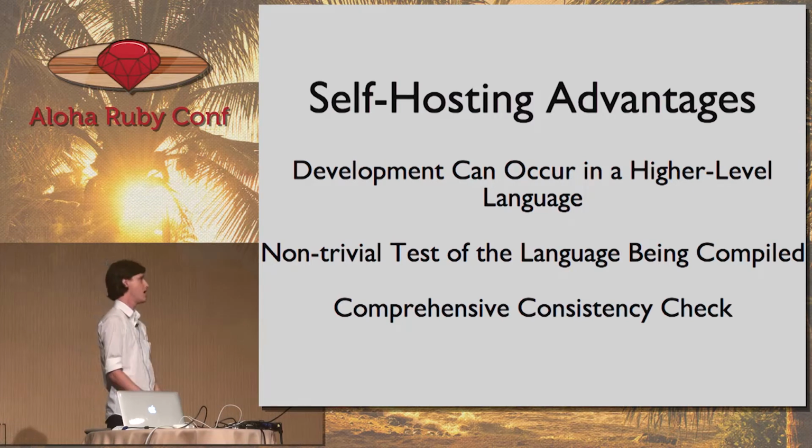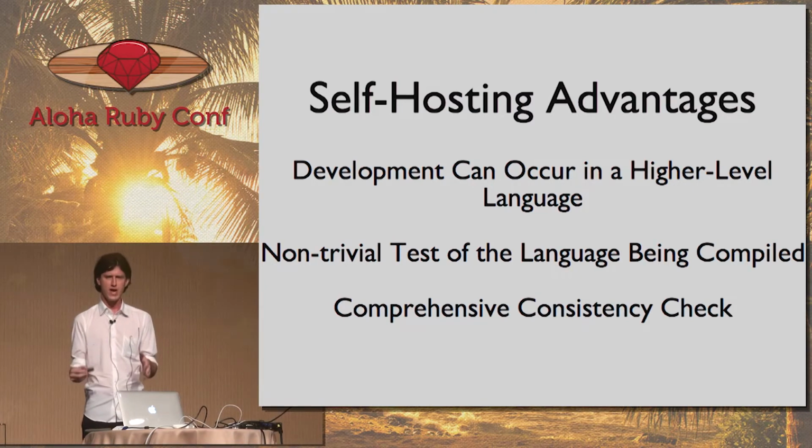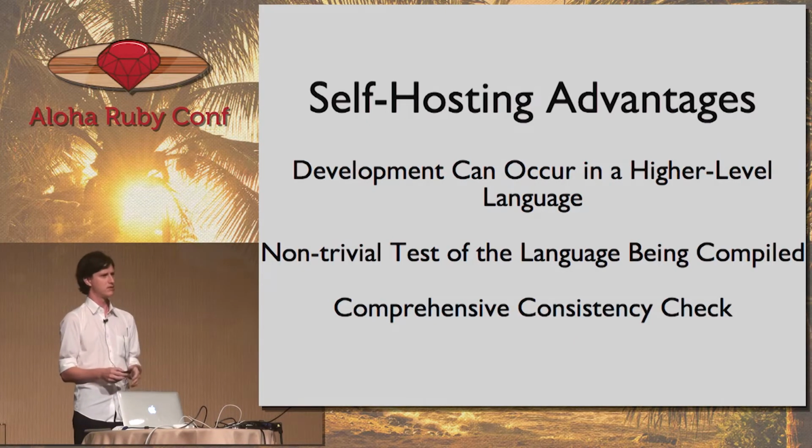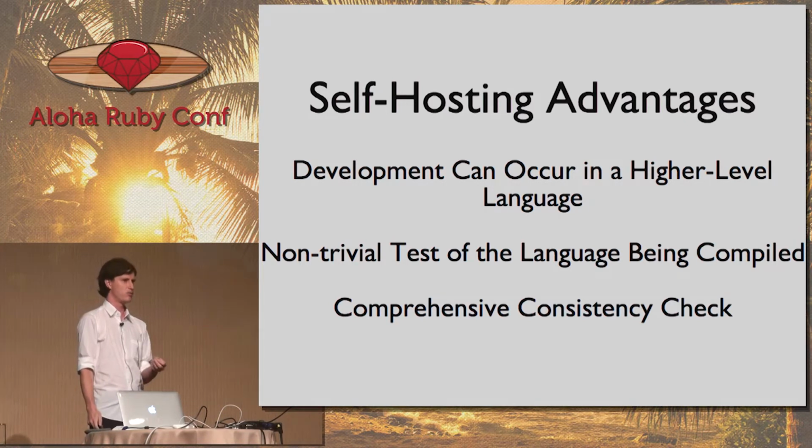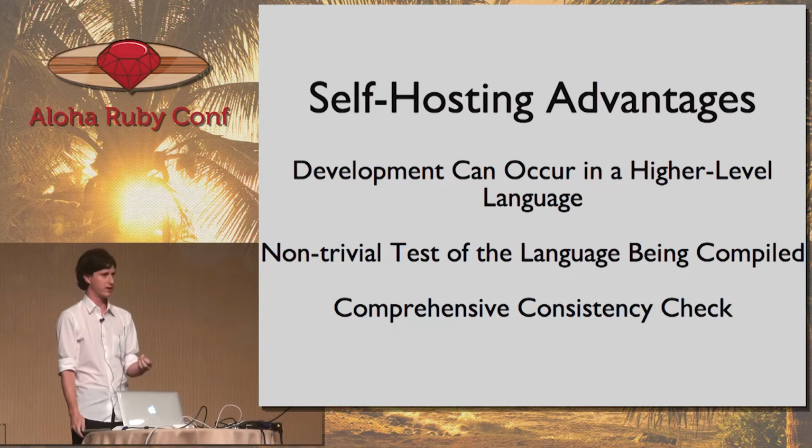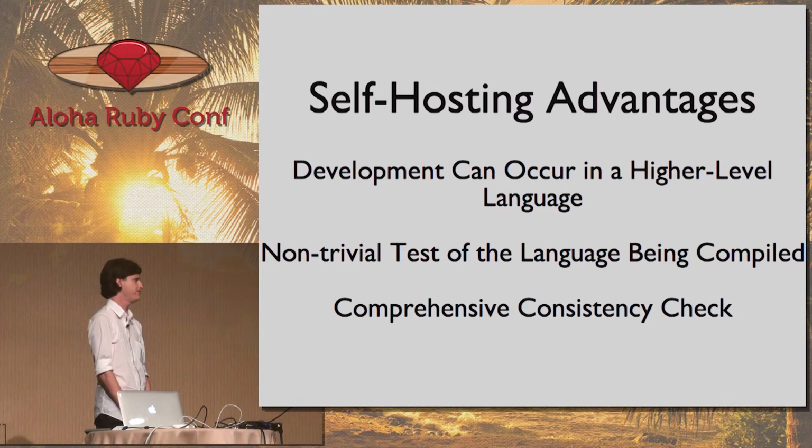Another one is that it's a non-trivial test of the language being compiled. So you say, we have this language, whether it's C or Ruby, and we can say pretty confidently that a language isn't very good if you can't write other translators or other computer-based translators in it. So saying that we can actually express a Ruby VM in Ruby is a good sign that Ruby is a sufficiently expressive language. And finally, it's a comprehensive consistency check.